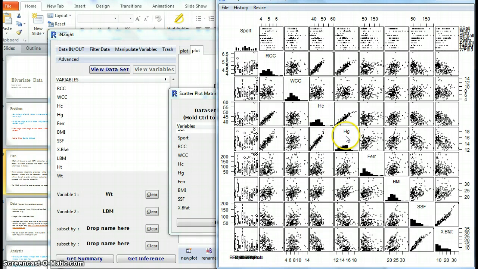HC versus HG, whatever those two variables are, would make a nice linear trend. SSF versus X body fat, whatever that means, would make a nice linear trend. So that just gives you an overview of all the different combinations. It's nice to do at the beginning of your internal, just to analyze everything really quickly.